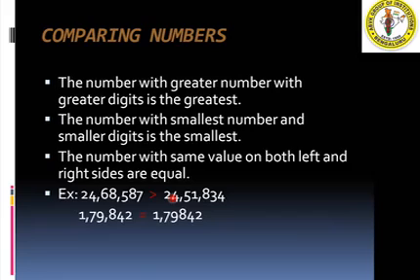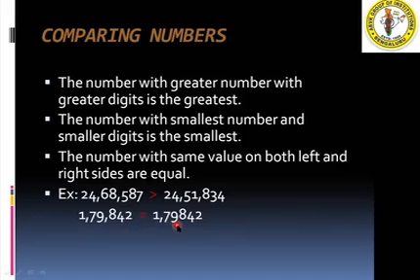So now in this case, what do you have to do? Next you should go to the next digit. Here you have 6 and here you have 5. So you have to compare until you get different digits. So here 6 is there, 5 is there. Now you can compare easily which is bigger and which is smaller. 6 is the greater number, 5 is the smaller number. So this is the biggest number, this is the smallest number. So we put the greater than symbol. 24,68,587 is greater than 24,51,834.